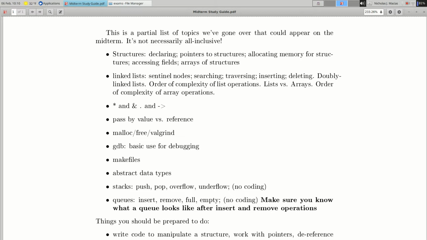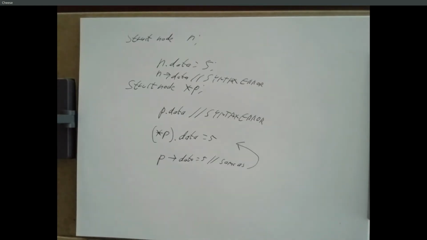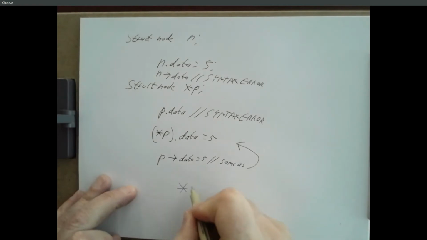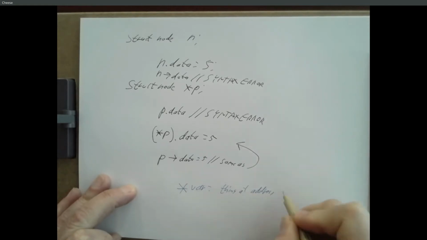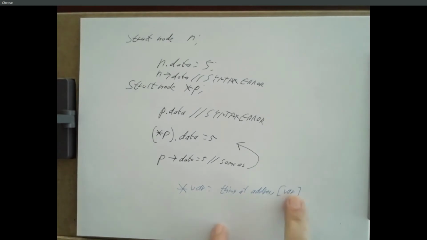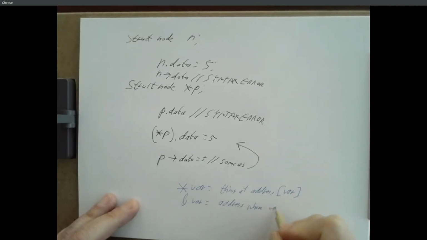Let's see, order of complexity. Okay, so star, ampersand, and arrow. So star says, I think you all know this, but if you have any doubt, star variable says go to that address in memory, tell me what's stored there. Ampersand variable equals the address where the variable is stored.